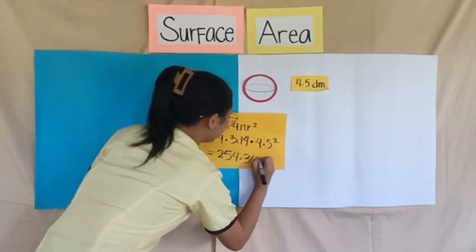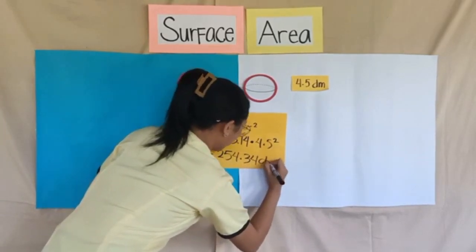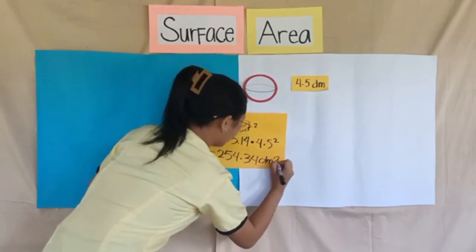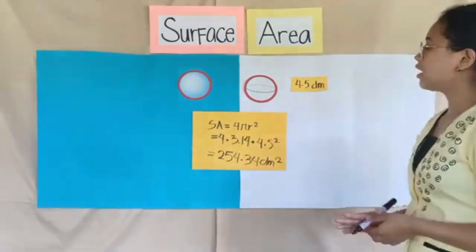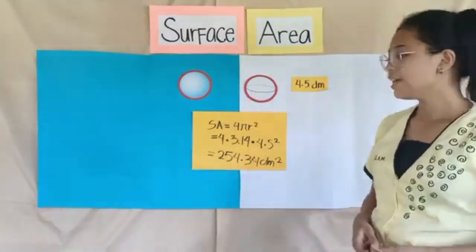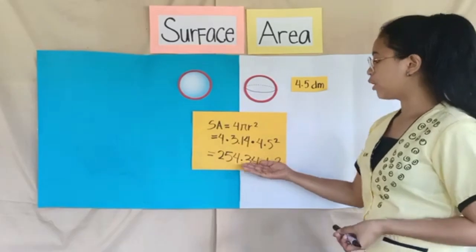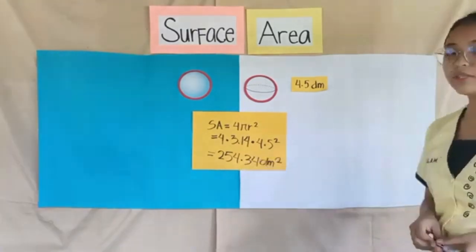254.34 decimeter squared. Alright, so the surface area of a sphere is 254.34 decimeter squared.